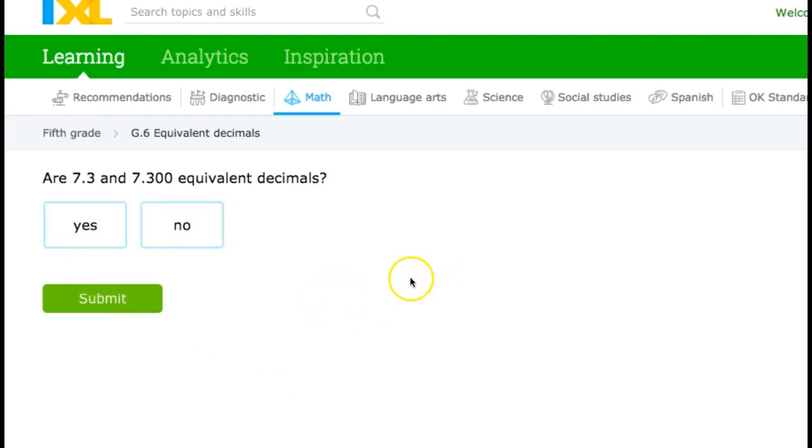Okay, that is how you compare equivalent decimals in IXL. Come back for the next video on comparing equivalent fractions.